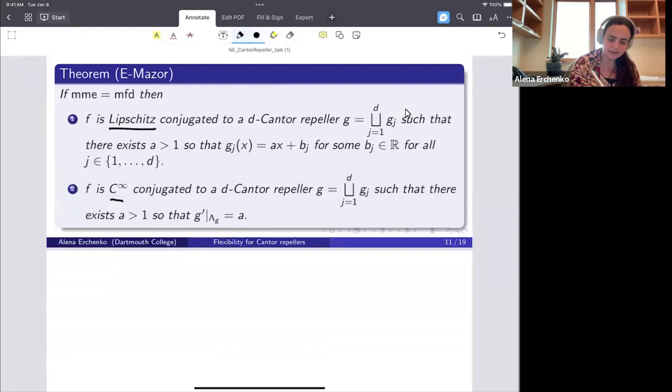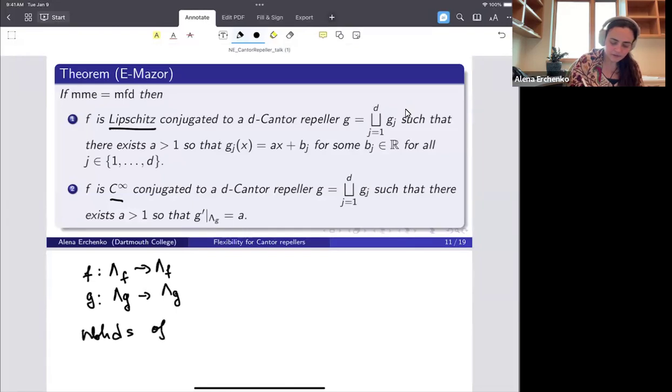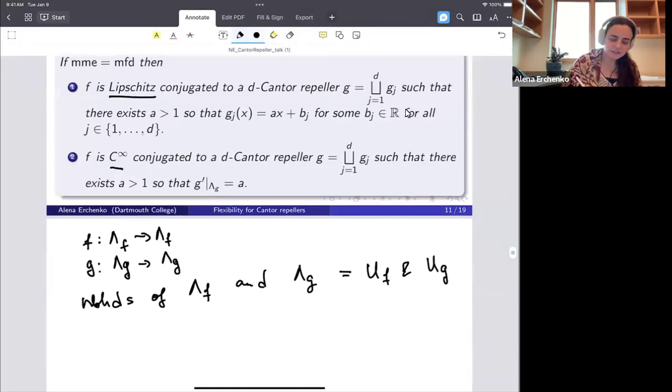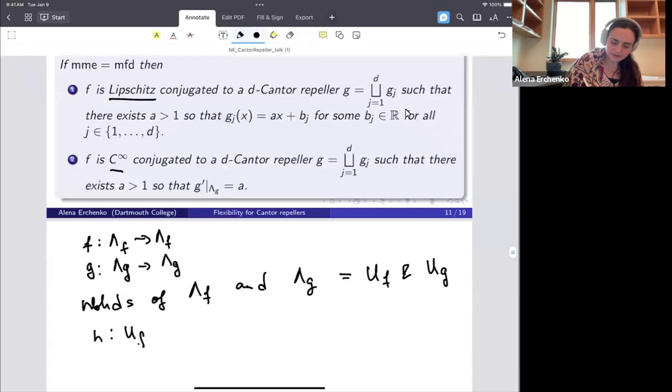So let me say, before I talk through the results, what I mean by conjugate. I have my F and it's defined on some invariant set, and I have my G, which has its own invariant set. When we talk about conjugacy, we want to look at neighborhoods of Lambda_F and Lambda_G, let me call them U_F and U_G. My conjugacy would be defined on those neighborhoods, and then I can talk in the regular sense about what Lipschitz and C-infinity mean, and so on.